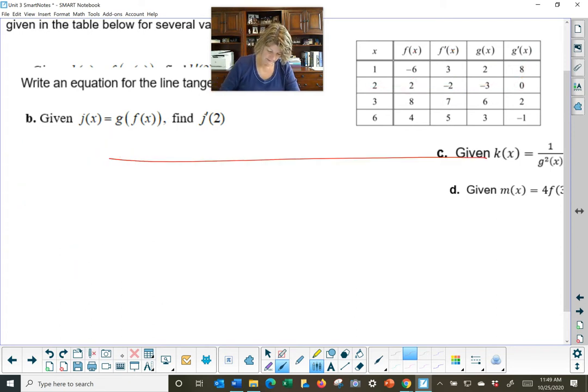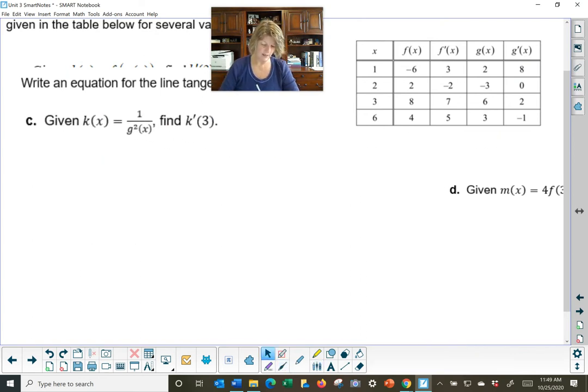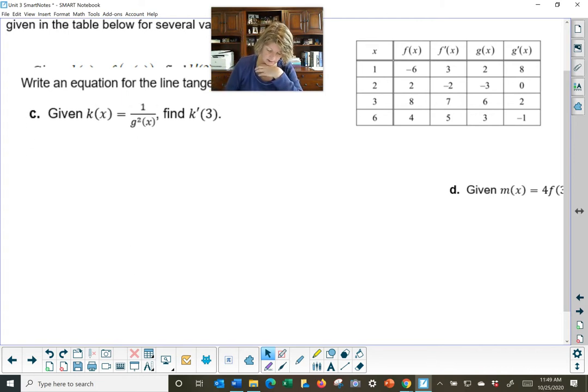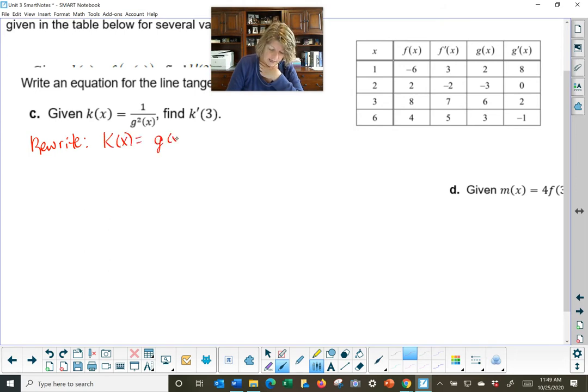C. Let me grab C. What is C asking us to do? Given K of X equals 1 over G squared. Ooh, I'm going to have to use some rules. You could use quotient rule, or we could rewrite, let's rewrite this with a negative exponent and say K of X equals G of X to the negative 2.